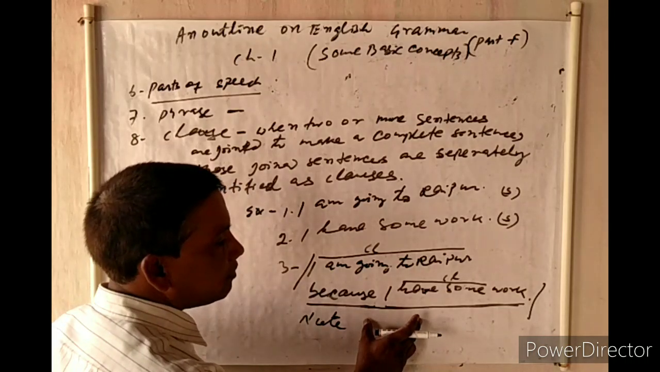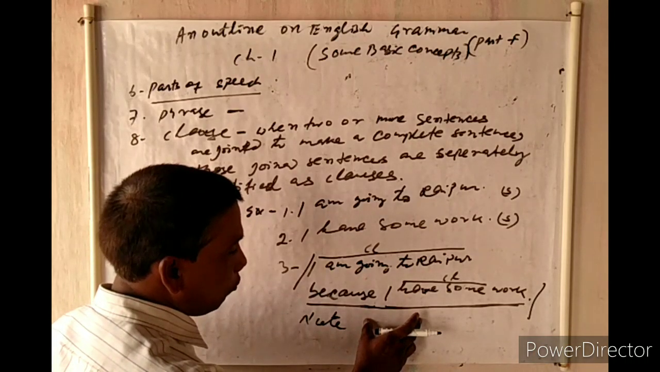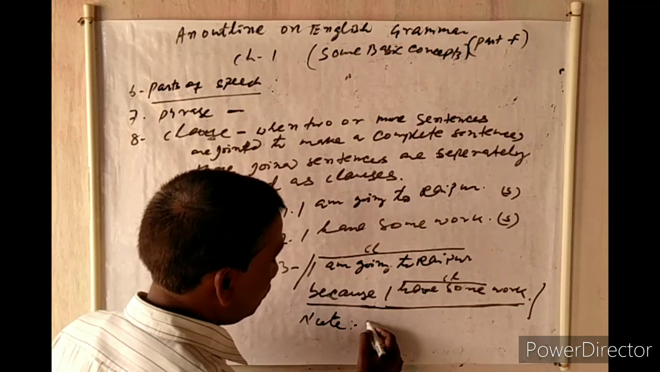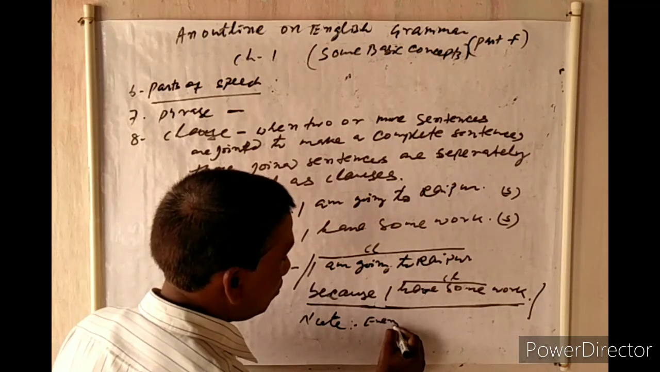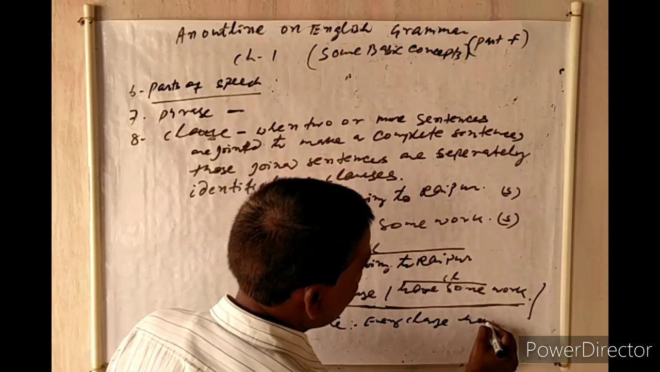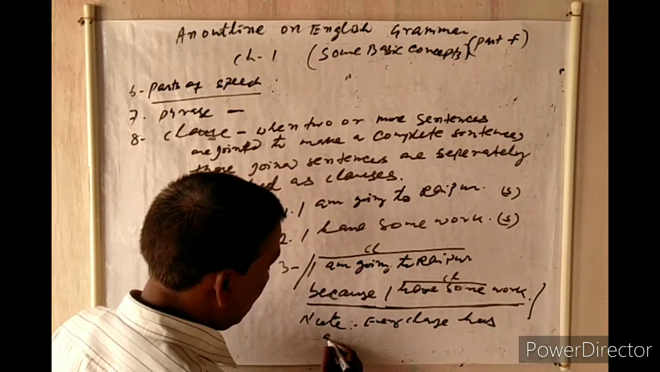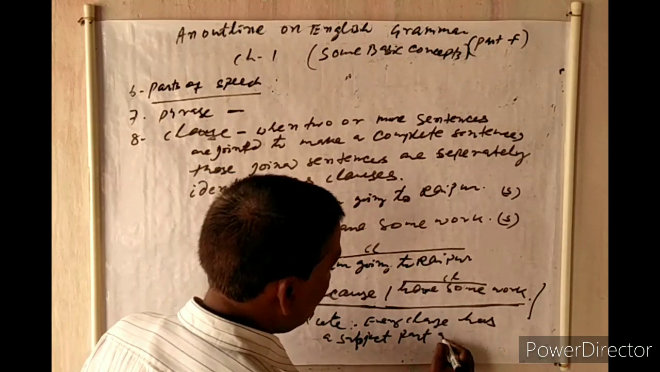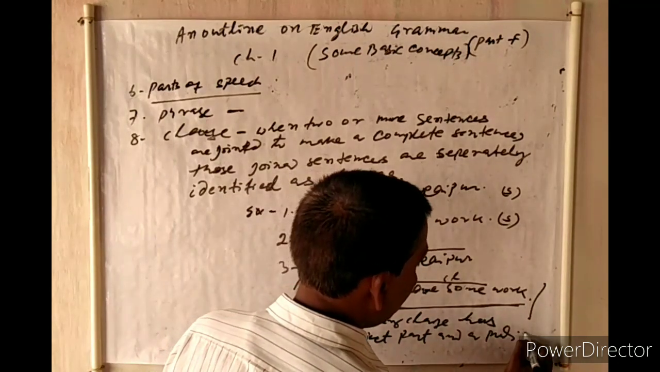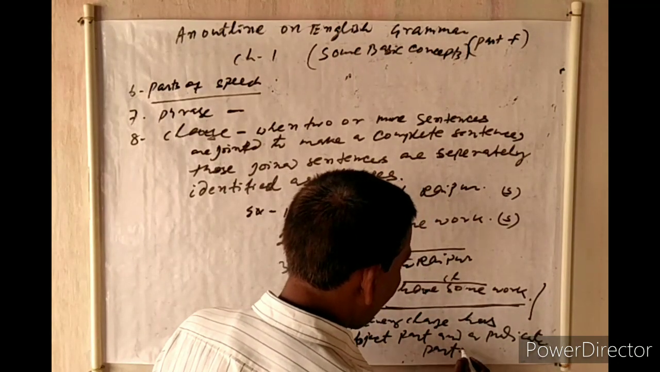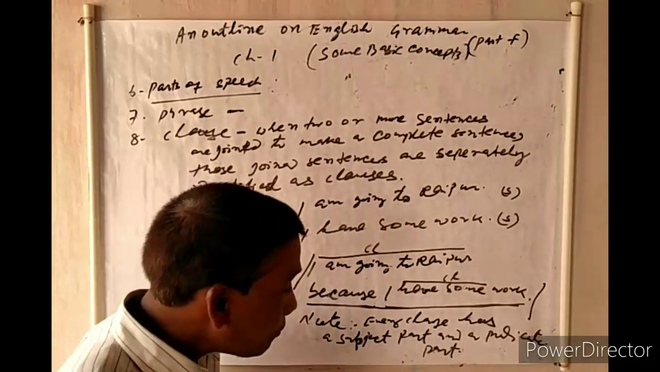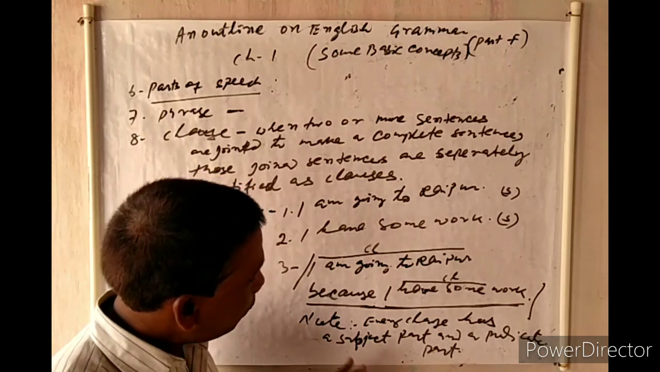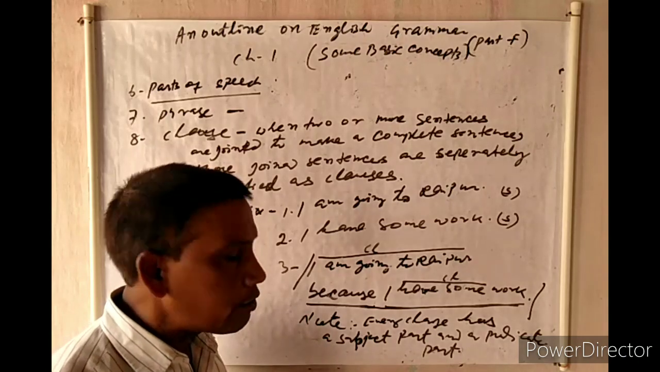So it will definitely be clear to the student that in every clause there must remain a subject part and a predicate part. That is, every clause has a subject part and a predicate part. So do not be confused. When one subject plus one predicate gives a complete sense, it is a sentence. But when one subject plus one predicate does not give a complete sense, it is not a sentence.